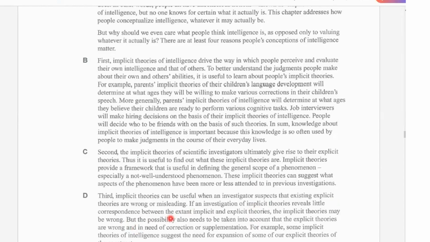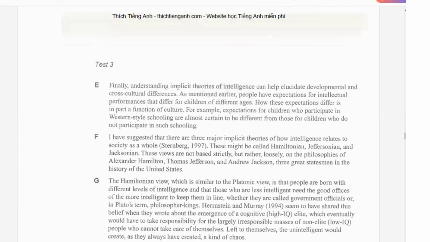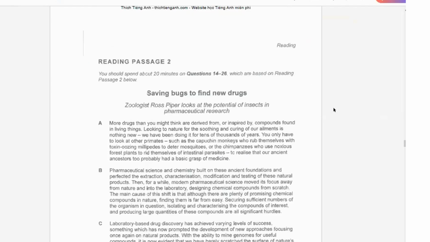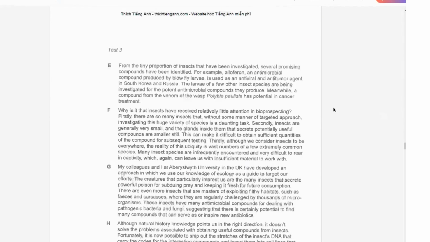Number 3, D. I'm picking D for number 3. So, ladies and gentlemen, I have solved questions 1 to 14. Let me just solve the remaining set of questions. When I finish solving everything, we'll now check our answers and see whether our answers are correct.